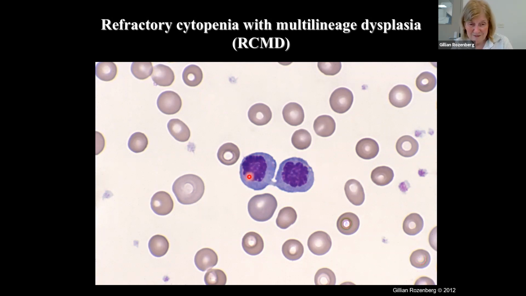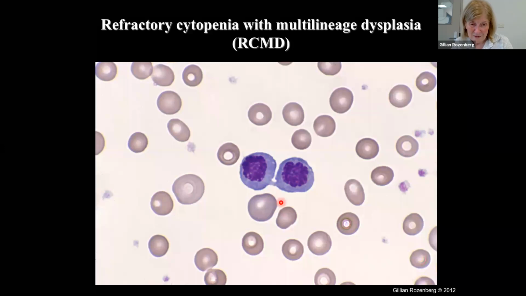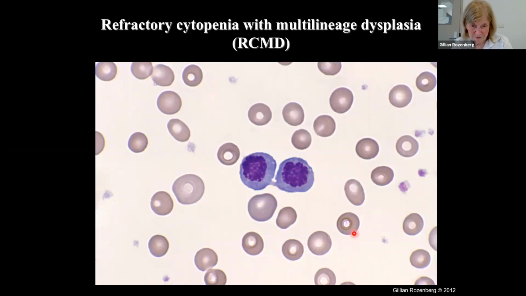So these are classical dysplastic, these are red cell precursors, these classic with the cytoplasmic bridging. They're not neutrophils, sorry.